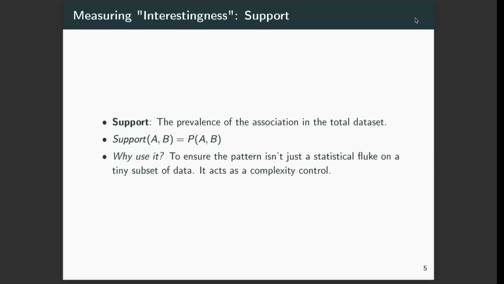Think of support as the first filter. It tells you the association is common enough to be worth investigating, but support alone is not enough. An association can be highly prevalent and still be completely uninteresting. That is where our next measures come in.